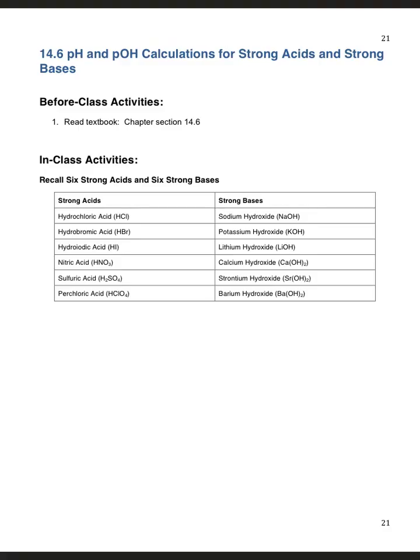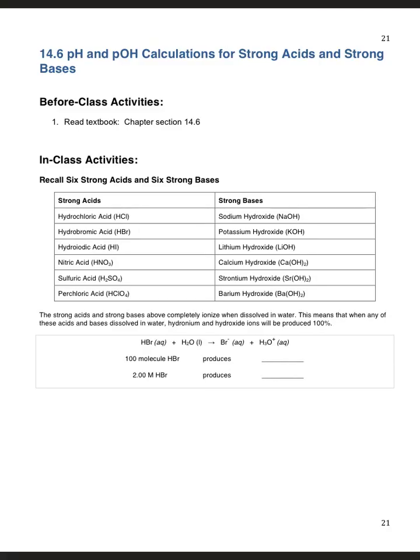These are strong acids and strong bases because when they dissolve in water, they completely ionize into ions. For example, when the strong acid hydrobromic acid dissolves in water, it will completely dissociate into hydronium ions and also bromide ions. That means if you start with 100 molecules of hydrobromic acid, the amount of hydronium ions that will be produced will be the same, because the stoichiometric ratio between hydrobromic acid and hydronium ions is 1:1.